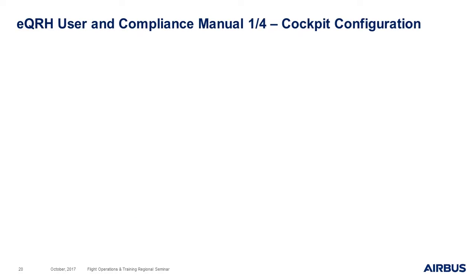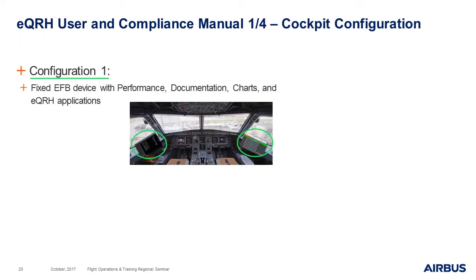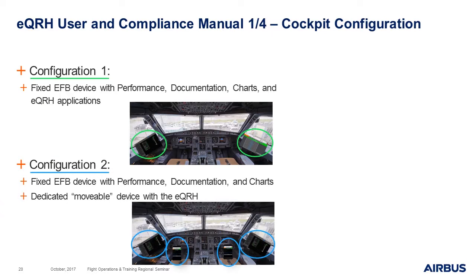For the cockpit configurations, the eQRH was evaluated in two possible configurations. In the first configuration, the eQRH was added in an existing fixed EFB. This means that the eQRH was used in combination with performance, documentation, and charts EFB applications. In the second configuration, the eQRH was implemented in a new dedicated tablet in addition to an existing fixed EFB.